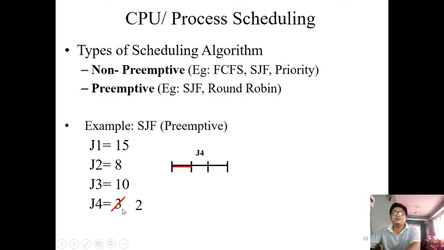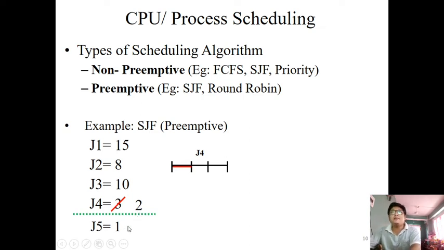Remaining J4 time is now 2. Now again, at time t, when 1 unit of J4 was completed, J5 arrived with one burst time, right? So in the system pool, J1, J2, J3, J4 and J5 are there at this time. When J4 had completed 1 unit, J5 came. So at that time 15, 8, 10, 2 and 1 are there.